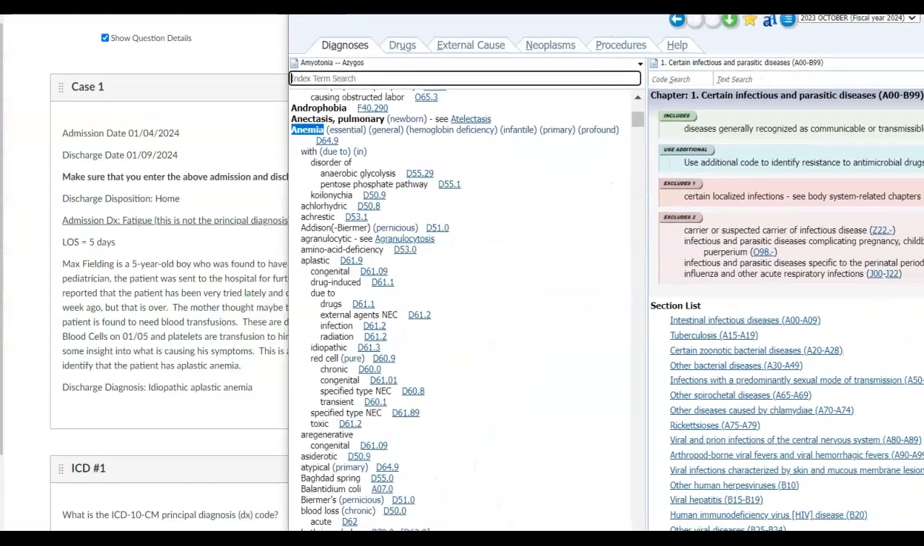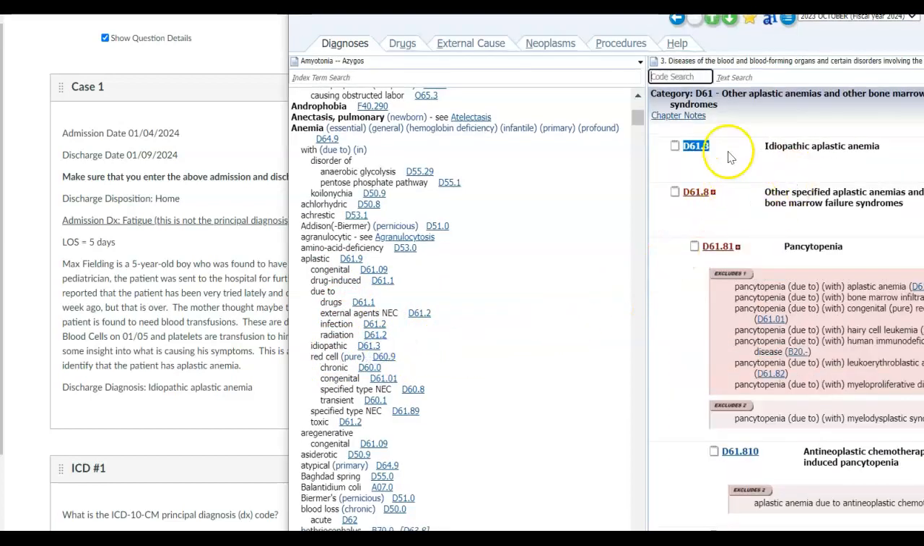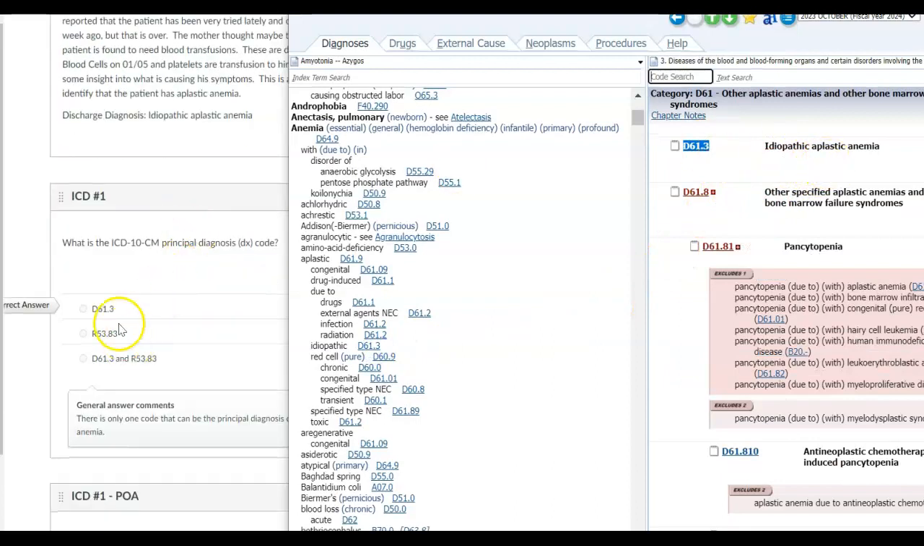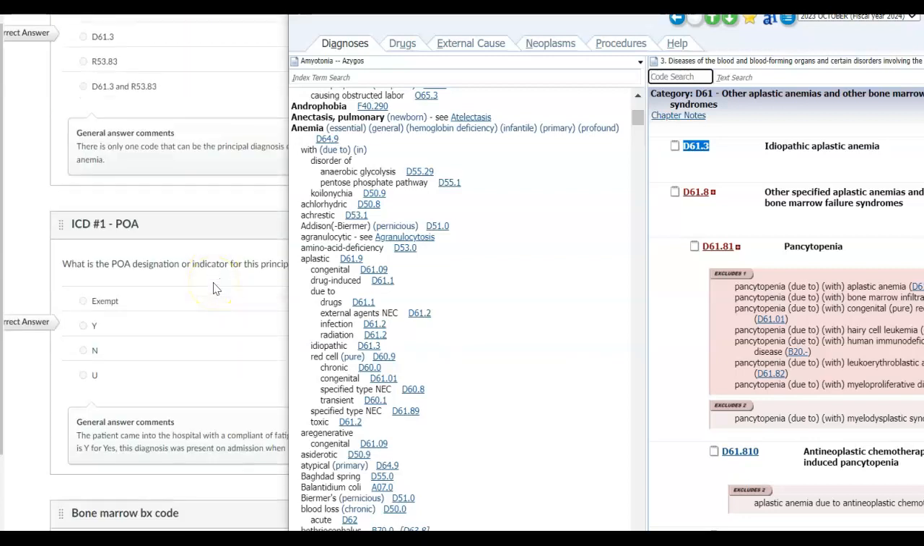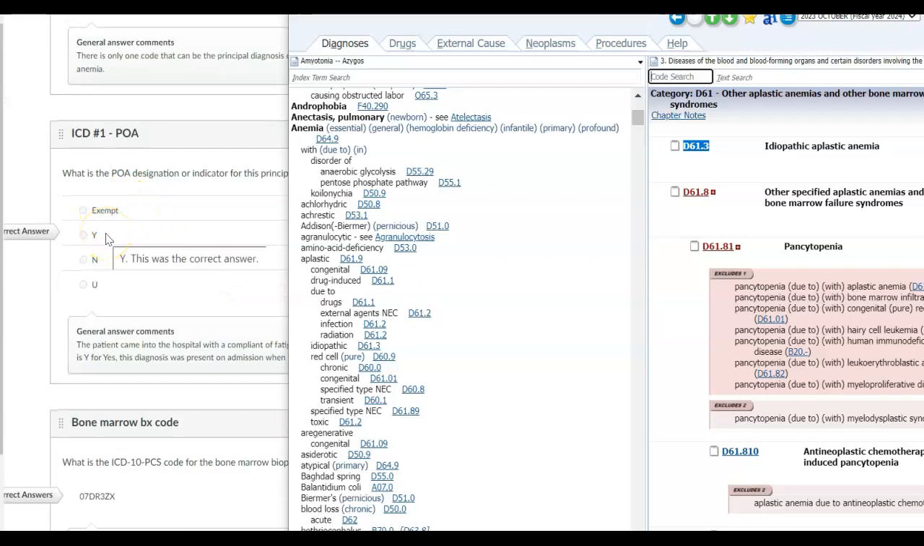So if I look at my first diagnosis, I'm going to type in anemia. And it is aplastic and idiopathic. So we go down to the aplastic subterm, and down here to idiopathic, which we have D61.3. All right, so that's going to be your first answer. Keep that in mind, and we only have one code. That fatigue code should not be listed, right, because it's integral to the anemia. All right, POA, yes, it was present on admission.